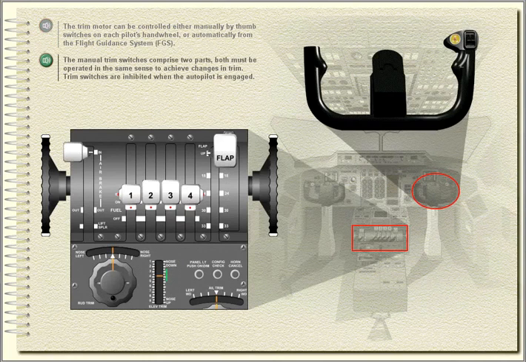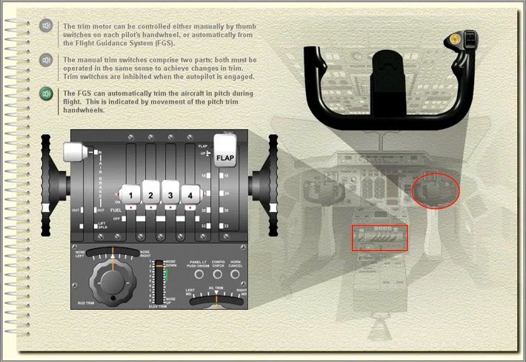The manual trim switches comprise two parts. Both must be operated in the same sense to achieve changes in trim. Trim switches are inhibited when the autopilot is engaged. The flight guidance system can automatically trim the aircraft in pitch during flight. This is indicated by movement of the pitch trim hand wheels.